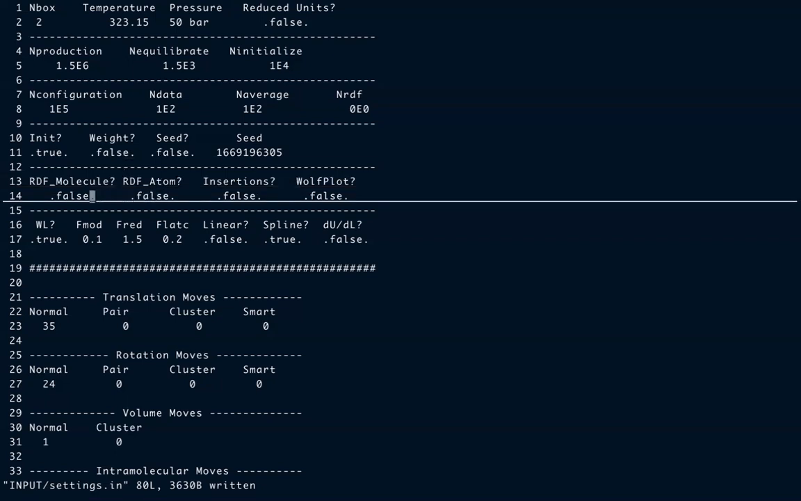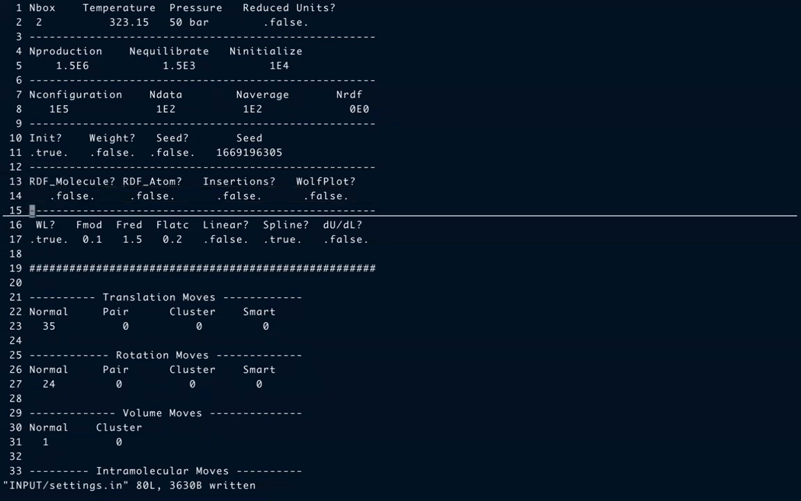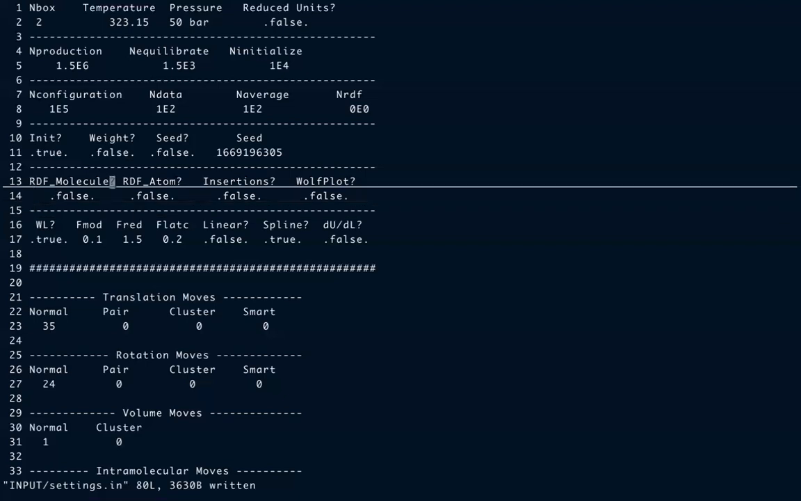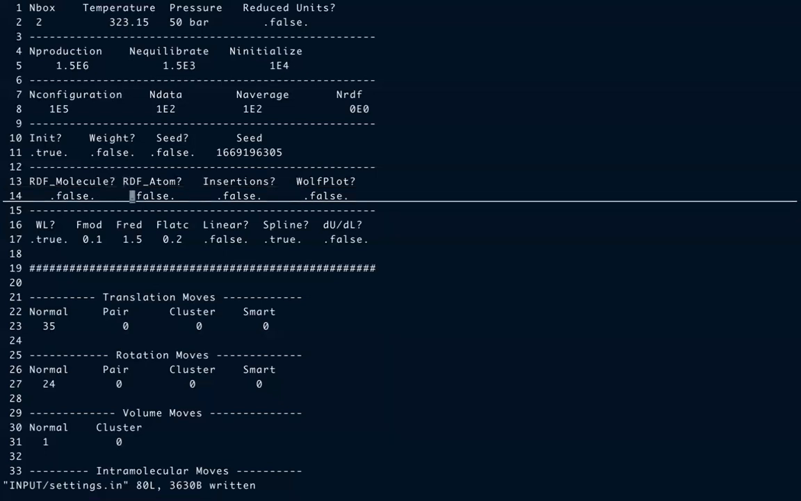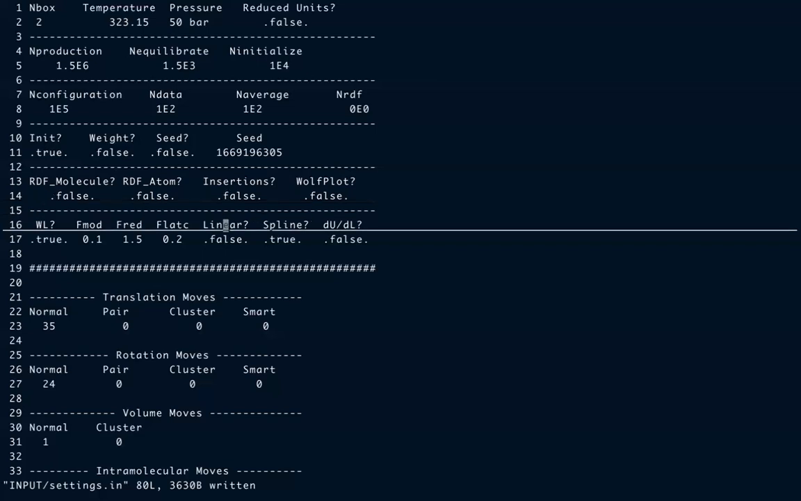Now, all of these are currently not of interest to us, so I will not be explaining this for now. But these are basically the radial distribution functions with respect to the molecule, and these are the radial distribution functions with respect to the atom. We do not perform any insertions, and these insertions are Widom insertions. But as of now, I will not get into the details as we are not using this.